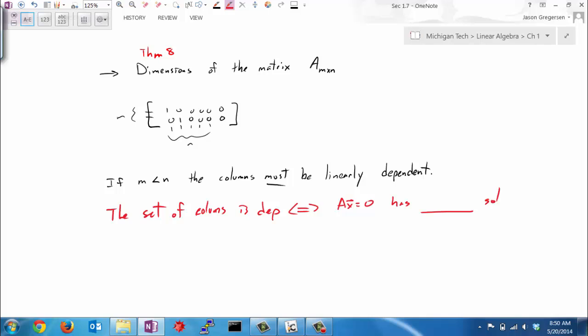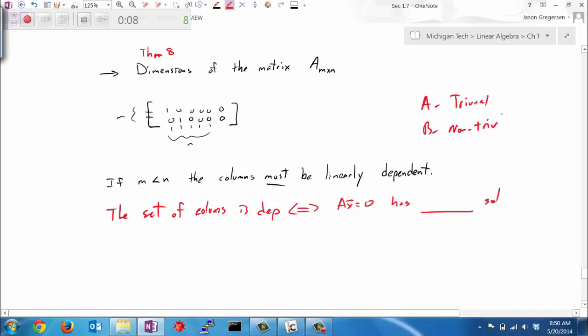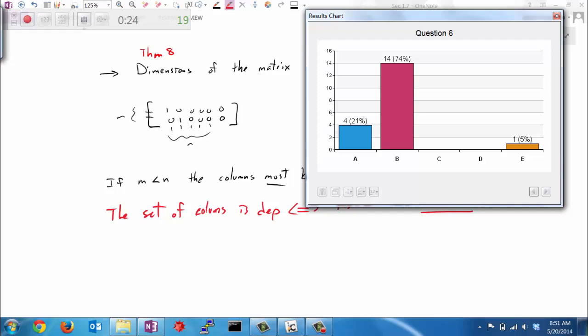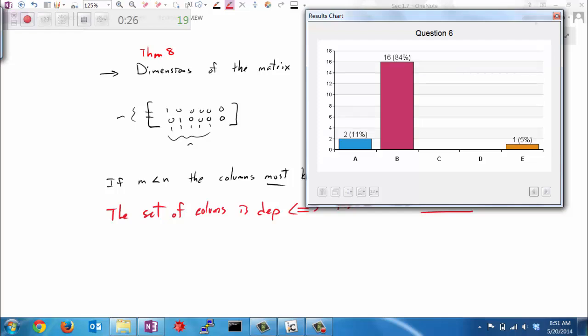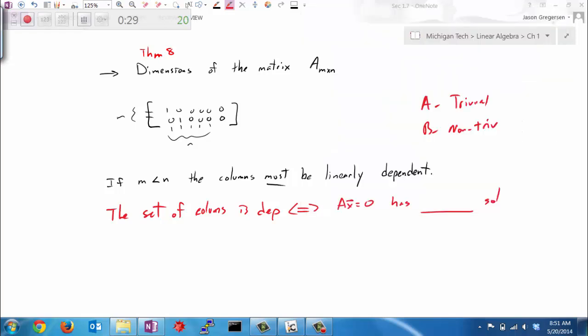So, clicker quiz. A says it only has the trivial solution. And B says it has non-trivial solutions. Alright, so now the columns are dependent. We're pretty happy with that. So B, non-trivial solutions.